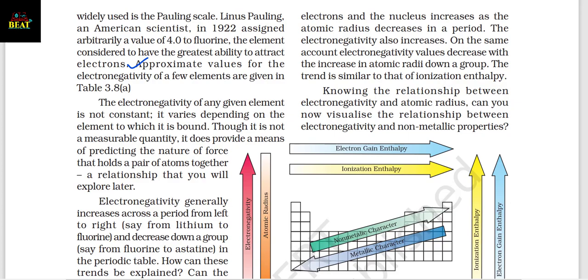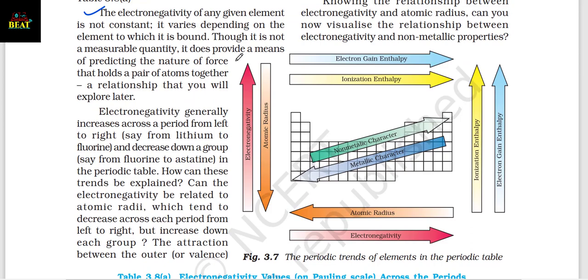The electronegativity of any given element is not constant. It varies depending on the element to which it is bound. Though it is not a measurable quantity, it does provide a means of predicting the nature of force that holds a pair of atoms together, a relationship that you will explore later. Electronegativity generally increases across a period from left to right, say from lithium to fluorine, and decreases down a group, say from fluorine to astatine.